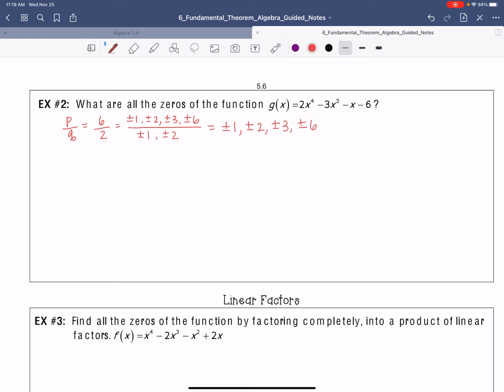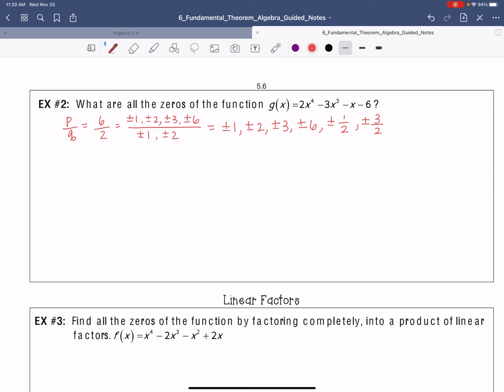So I just did all the top ones over 1. Now we're going to do all of those over 2. So we'll get plus or minus 1/2. And then we're going to get 2 over 2, which is 1, which I've already listed. Don't list it again. And then we'll get 3 over 2. And then we'll get 6 over 2, which is 3. We already have 3 written, so don't list that one. So this would be all of my possible rational roots right here.